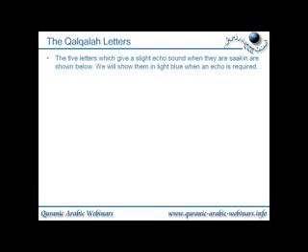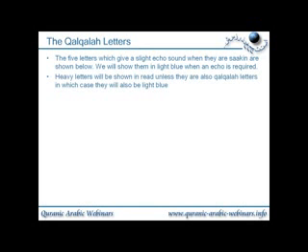5 of the letters which give a slight echo sound when they are sakin are shown below. Okay, and we will show them in light blue when an echo is required. Heavy letters will be shown in red unless they are also qalqalah letters, in which case they will also be light blue. So when we have some letters with sukoon, i.e. they're sakin, and they require an echo, we're going to draw them in light blue. Some of those letters are also the heavy letters, which in most of our lessons we've shown as a sort of dark red. So in that case we won't show them as dark red, we'll show them as light blue because the echo is more important in this case.